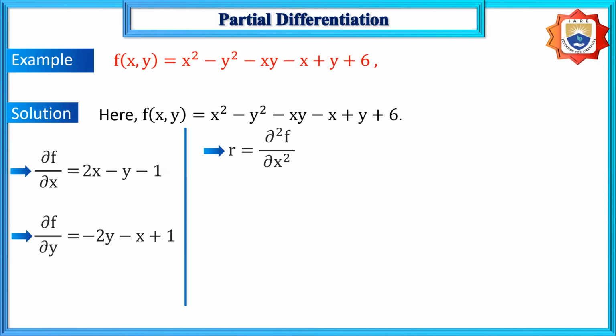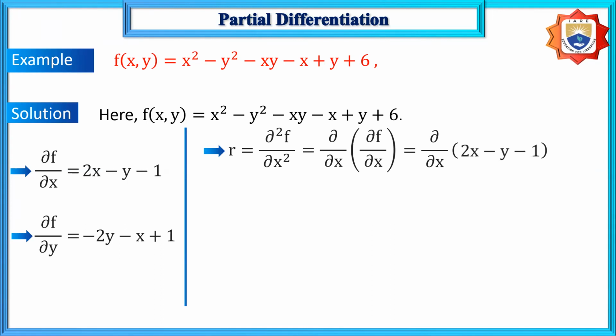Now, what is r? That is ∂²f/∂x², that means ∂/∂x of ∂f/∂x, which is 2x minus y minus 1. Now tell me, what is the value of this one? Yes, sir, 2. That's good. Because the second and third terms do not involve any x, they give 0.